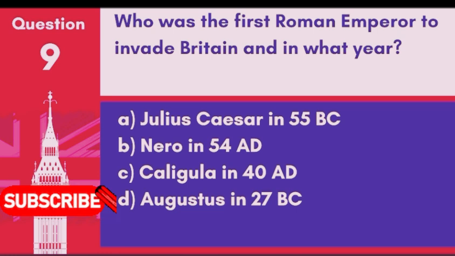Question 9. Who was the first Roman emperor to invade Britain, and in what year? A. Julius Caesar in 55 BC. B. Nero in 54 AD. C. Caligula in 40 AD. D. Augustus in 27 BC. Answer. A. Julius Caesar in 55 BC. Julius Caesar was the first Roman emperor to invade Britain, initiating the Roman conquest of Britain in 55 BC.